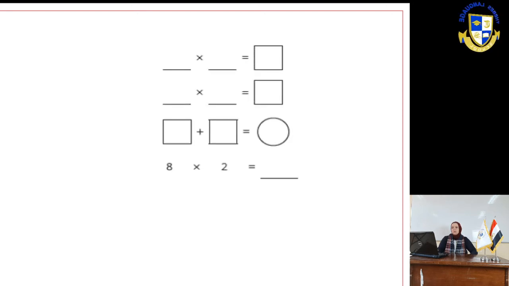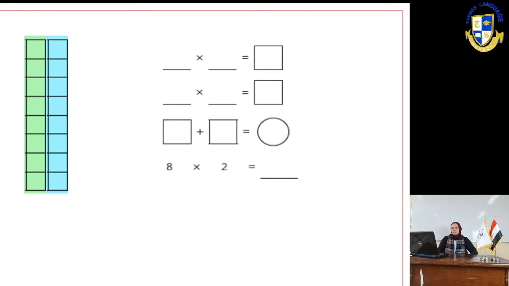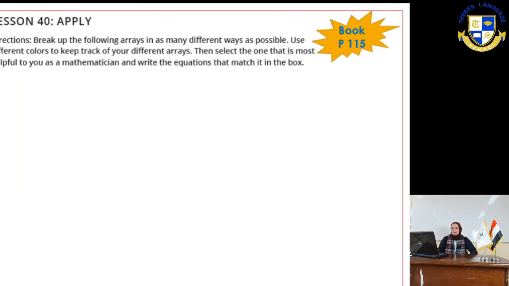Okay. Another example. Here we have an array consists of 8 rows and 2 columns. We broke this array into 2 parts. Each part consists of 1 column, so it means 8 times 1 equals 8. 8 times 1 equals 8. Take both of the answers, it will be 8 plus 8 equals 16. It means 8 times 2 equals 16. Okay, now in the next page, book page 115.